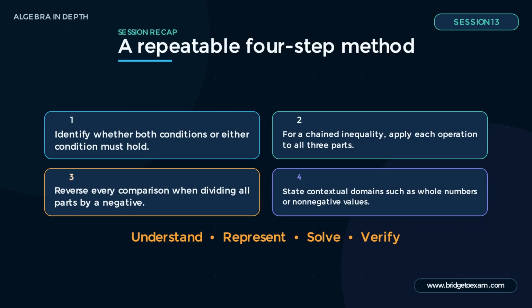Session 13 recap. Identify whether both conditions or either condition must hold. Next, for a chained inequality, apply each operation to all three parts. Then, reverse every comparison when dividing all parts by a negative. Finally, state contextual domains such as whole numbers or non-negative values. A complete solution shows the reasoning, checks the result, and states what the answer means.